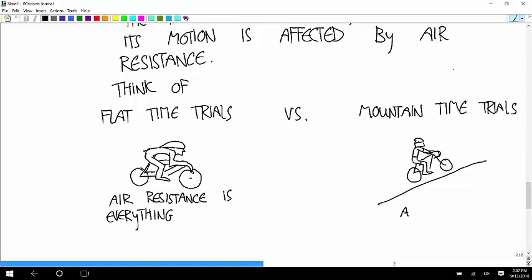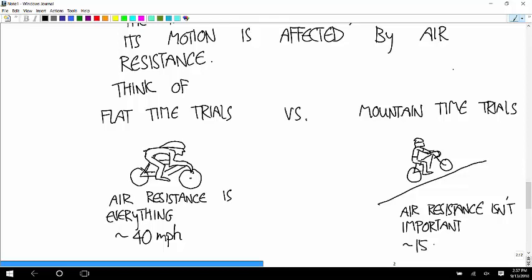So in these, air resistance isn't a concern. Everything that they're doing is just based on how much force they can apply to the pedals, how cool they can stay, that kind of stuff. And so why is that? I mean, the idea is the same. The reason is that if they're riding on the flat, they can go about 40 miles per hour. And if they're riding up a mountain, they can go about 15 miles an hour.